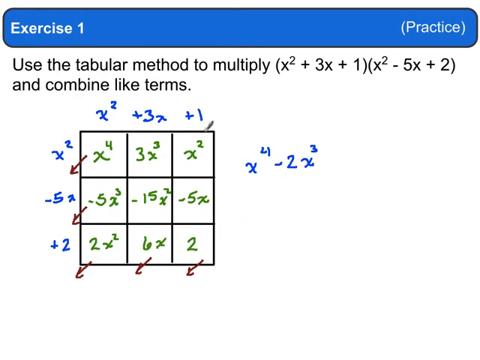So if we go across this diagonal, all the x squareds, 2x squared plus negative 15x squared plus x squared, we're going to get negative 12x squared. 6x plus negative 5x will be 1x, so I'll just put plus x, and then I have a plus 2 on the end of this problem. So that is the result of our polynomial multiplication using the tabular method. There are no like terms to combine after we get to this step. All our like terms were combined in that diagonal fashion.